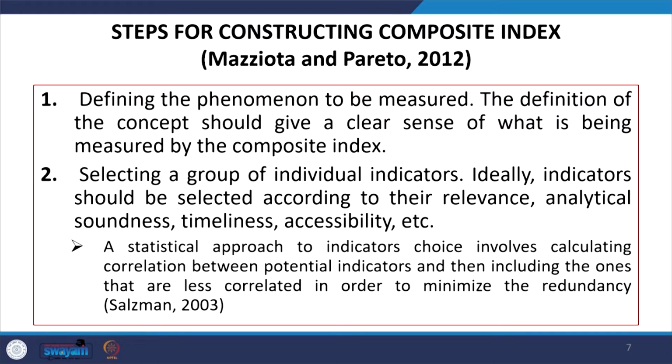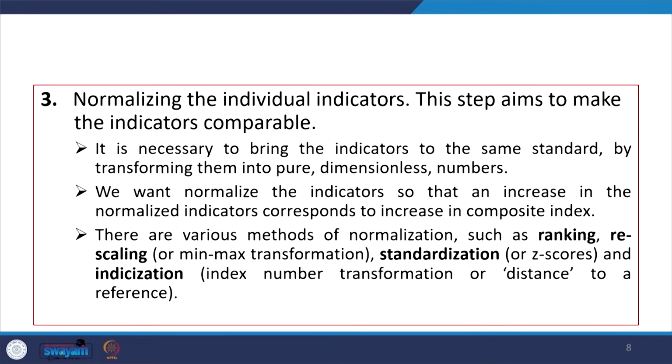A statistical approach to indicator choice involves calculating correlation between potential indicators and then including the ones that are less correlated, in order to minimize redundancy, as suggested by the Salzman 2003 paper. Normalizing the individual indicators is also important.